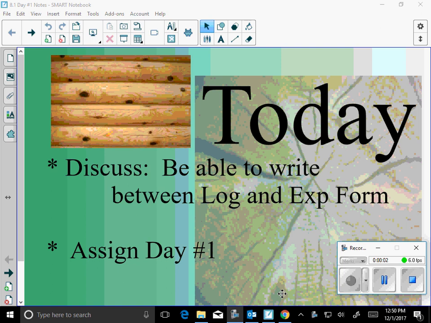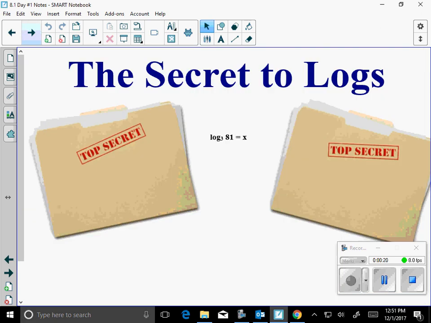Okay, big surprise at the end of this video. We're going to unveil the secret to logarithms. So let's talk a little bit about logarithms. Oh, the secret to logs. Logs, you guys, are just inverses of exponentials.